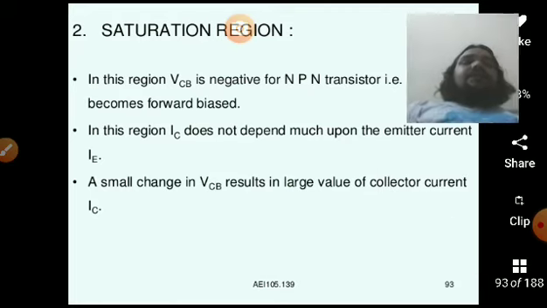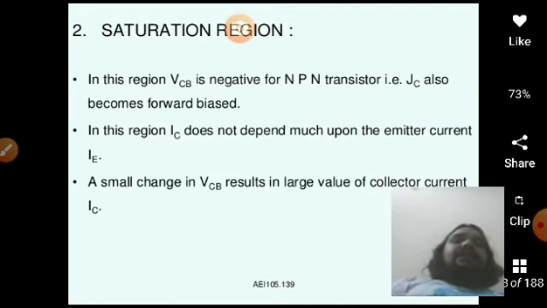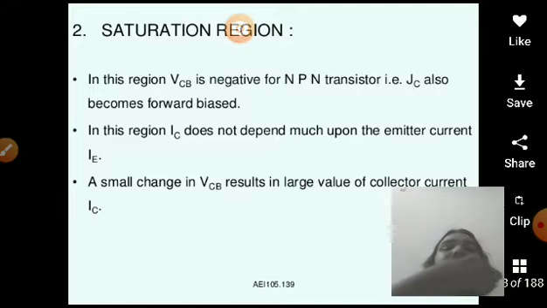Second one is the saturation region. In this region, the voltage between collector and base is negative for NPN transistors, that is, JC also becomes forward biased. In this region, IC does not depend much upon the emitter current IE.